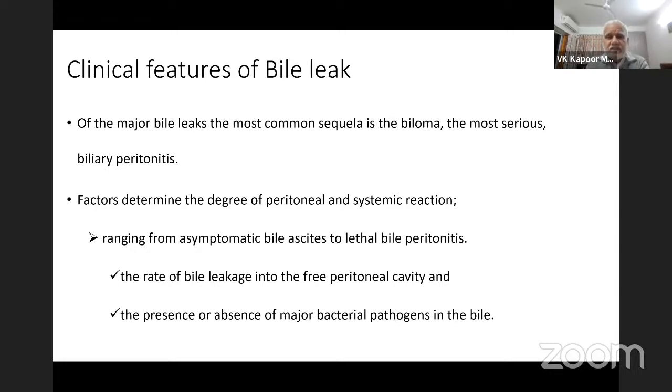Biloma is the commonest manifestation, but the most serious is biliary peritonitis. Biloma would cause sepsis, but it may not cause systemic sepsis, whereas bile peritonitis will usually cause systemic sepsis and multiple organ failure. So the range is from asymptomatic bile ascites or biloma to fatal, lethal biliary peritonitis, and it depends on the amount, on the presence or absence of bactobilia, and as I said, an individual variation depending on the immune response or the body response of the patient.